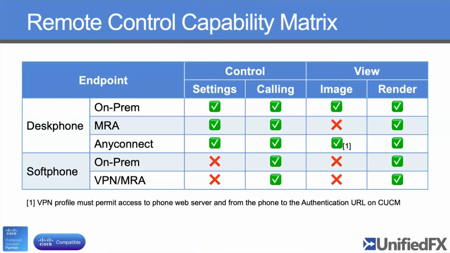Image really relates to screenshots. You can get a screenshot if it's on-prem or if it's connected via VPN AnyConnect with the right permissions set up, VPN tunnel profile set up, obviously. But what you can always do, as I showed a little earlier on that soft phone slide, is use that CTI rendering mechanism on a desk phone or soft phone. So you can always use rendering to validate the call state.